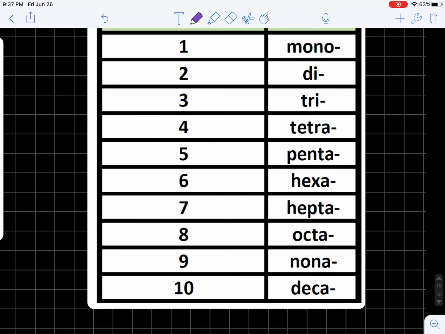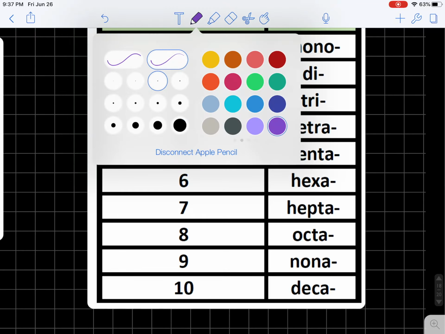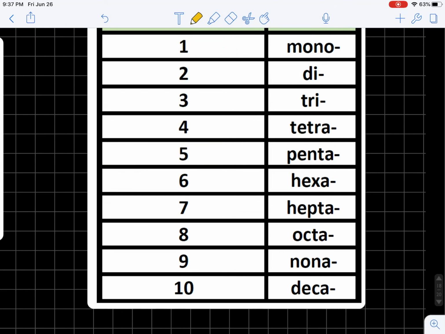2 is di, not bi. 3 is tri. 4 is tetra. And then the rest are sort of like geometry. 5 for penta, 6 for hexa, 7 for hepta, 8 for octa, non for 9, nona, and deca for 10. I'm going to ask you to go up to 11 and 12.